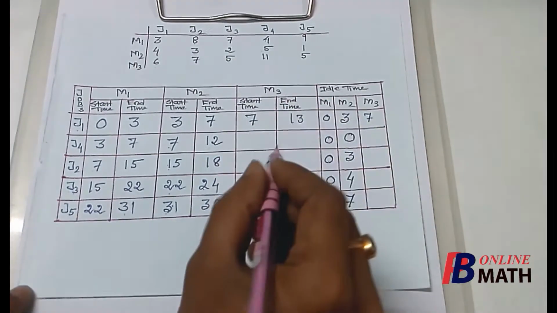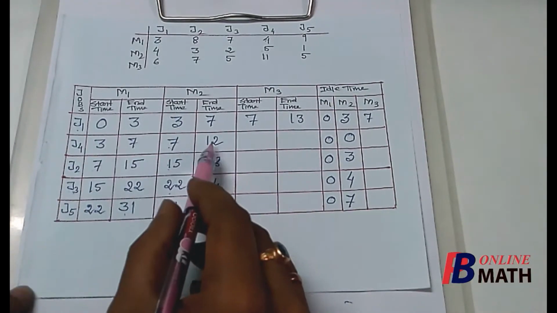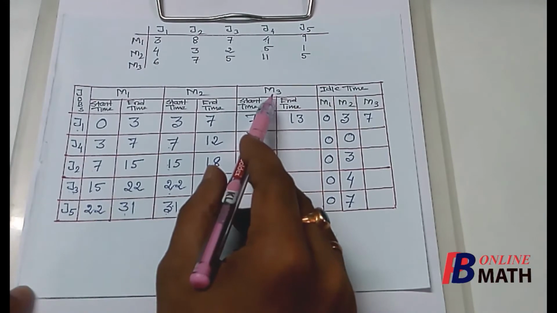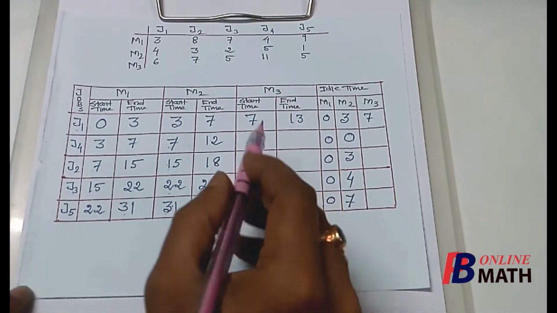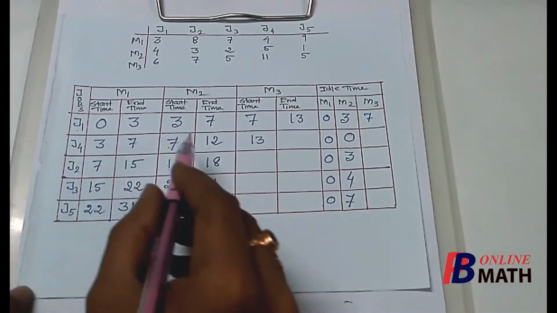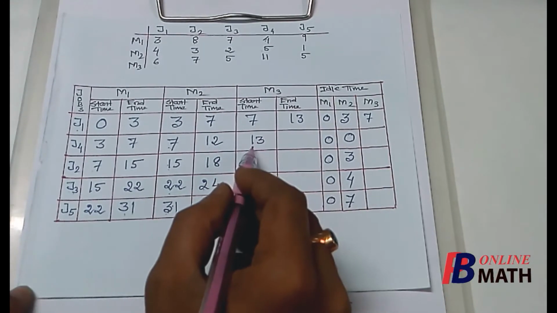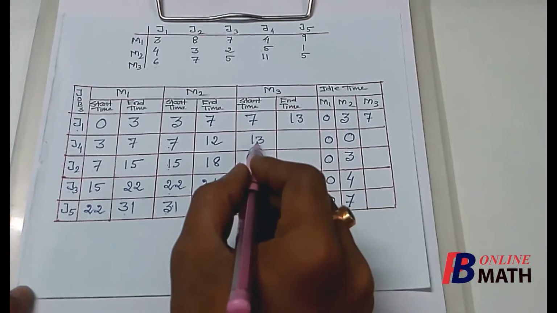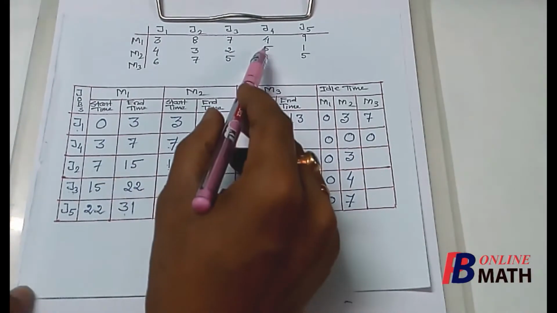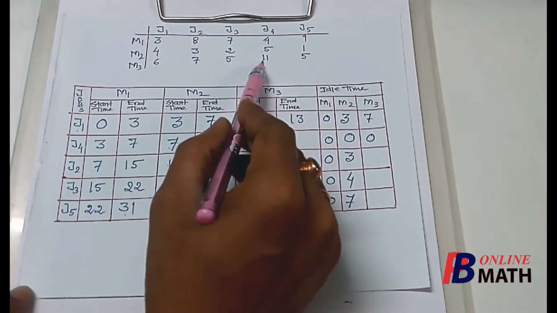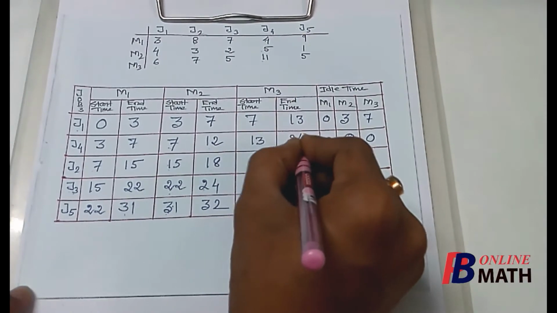is 13. Now the next job is available to M3 after 12 units of time, but the machine M3 is ready to take the next job after 13 units of time, when the job J4 is already available to machine M3. So in this case the machine does not remain idle. So the idle time is 13 minus 13, which is 0. Now the job J4 takes 11 units of time to be processed on machine M3. So the end time is 13 plus 11, which is 24.